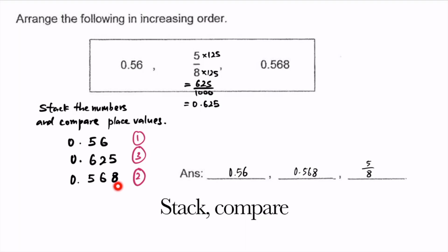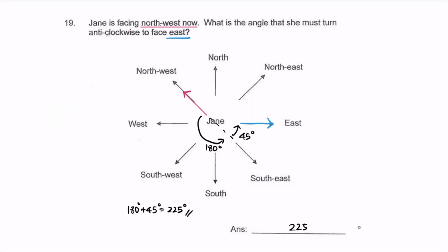Now remember, we are not supposed to write 0.625. We're supposed to write what was given to us, which is 5/8. So the largest one is actually a fraction, 5/8. And that's how you do this.